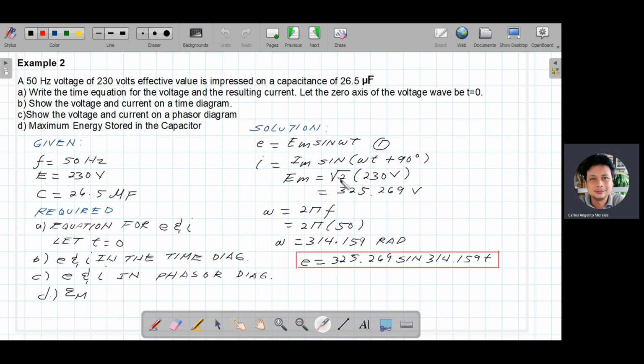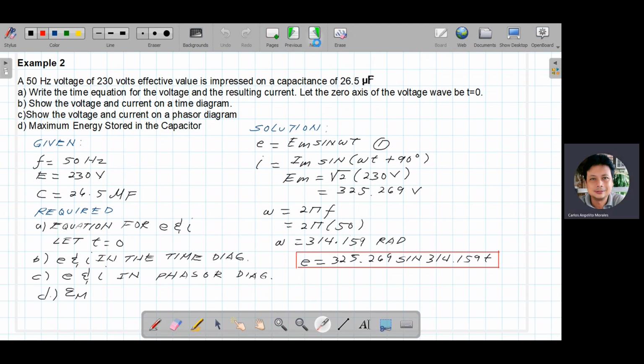So, E maximum is equal to square root of 2 multiplied by 230 volts. Ang makukuha mo dyan ay 325.269 volts. So, the angular frequency is 2 pi f. So, 2 pi multiplied by 50, since na 50 yung frequency, nakakuha tayo ng 314.159 radian. So, E is 325.269 sine 314.159 t. Ito yung equation ng voltage, no, na tinatanong dito.